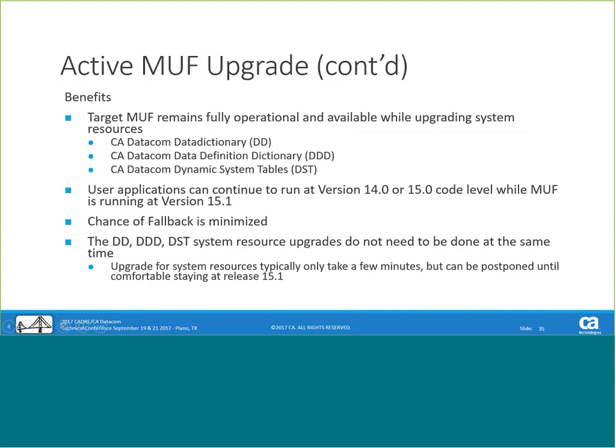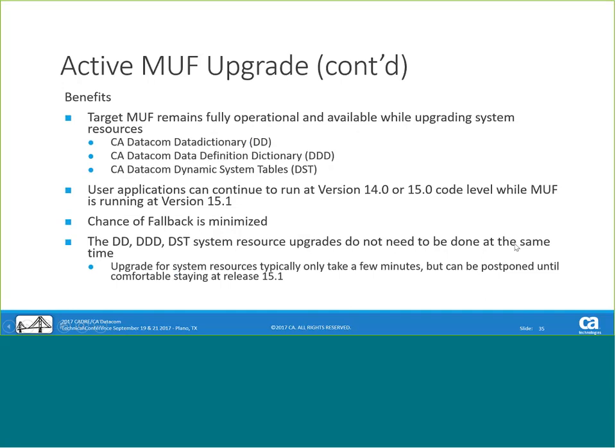The target MUF remains fully operational and available while upgrading the system resources. Already mentioned that. User applications continue to run at version 14 or 15 code level while MUF is running at 15.1. So in other words, there's no reason to have to change the JCL for your user applications if they're running from different libraries that have version 14 or 15 in them. Chance of fallback is minimized because of the stabilization, I'll call it, of the CXX, to where it's now available across all 3 release levels.